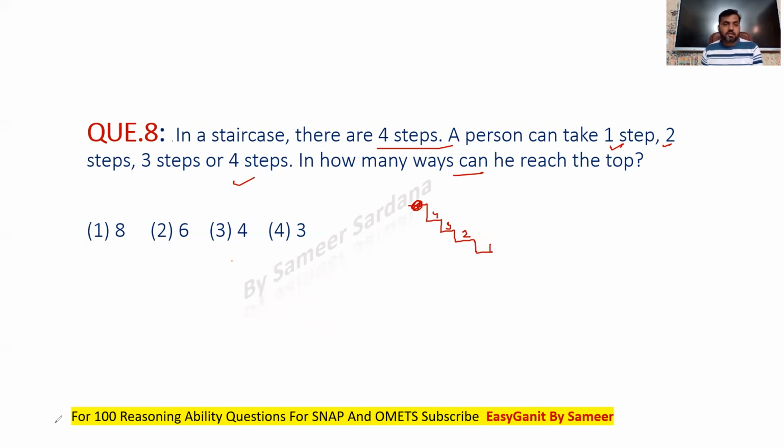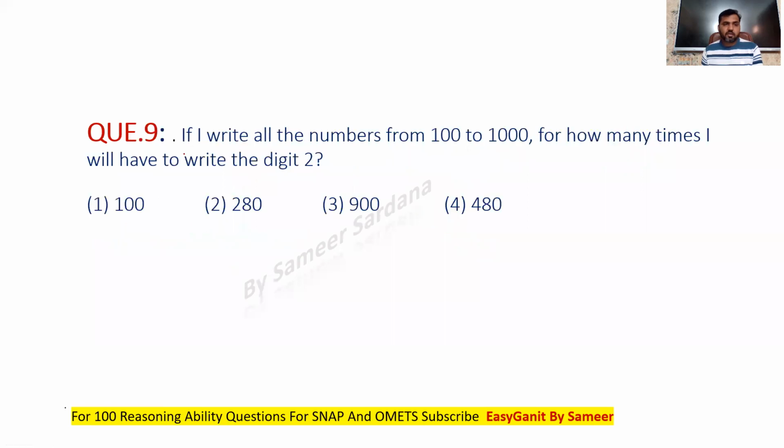Moving on to the next question, everybody. Question number 9. If I write all the numbers from 100 to 1000, how many times will I have to write the digit 2? So guys, I'm supposed to write down all the numbers from 100 to 1000, right? That means I'll be writing only 3-digit numbers, because 1000 is the first 4-digit number.